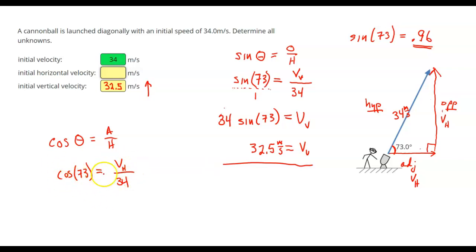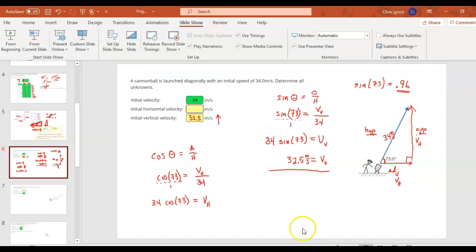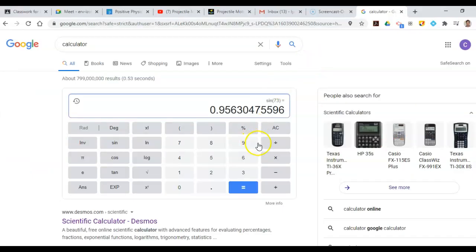And then again, to solve this equation, we can simply cross multiply. Pretend this is over 1, and we're just going to cross multiply. So we're going to get 34 cos 73 equals velocity horizontal. So let's go back to our calculator, and we want 34 cos 73. We get 9.94. So let's write that down.